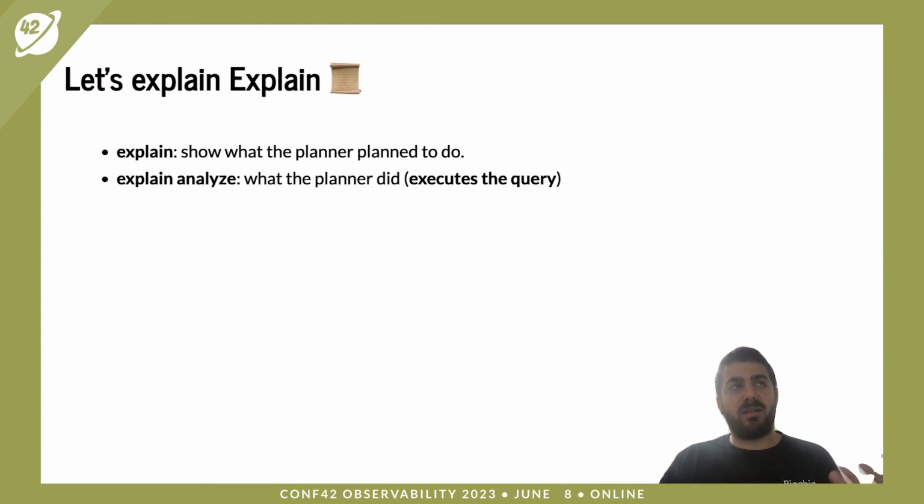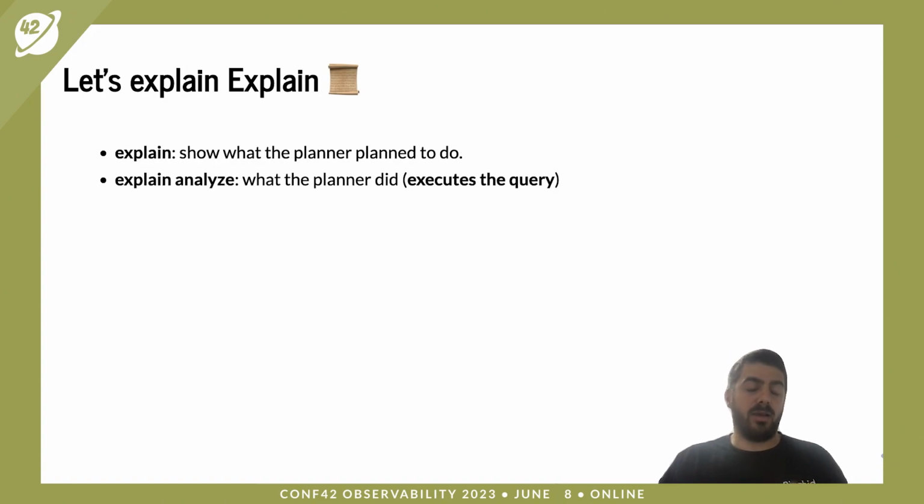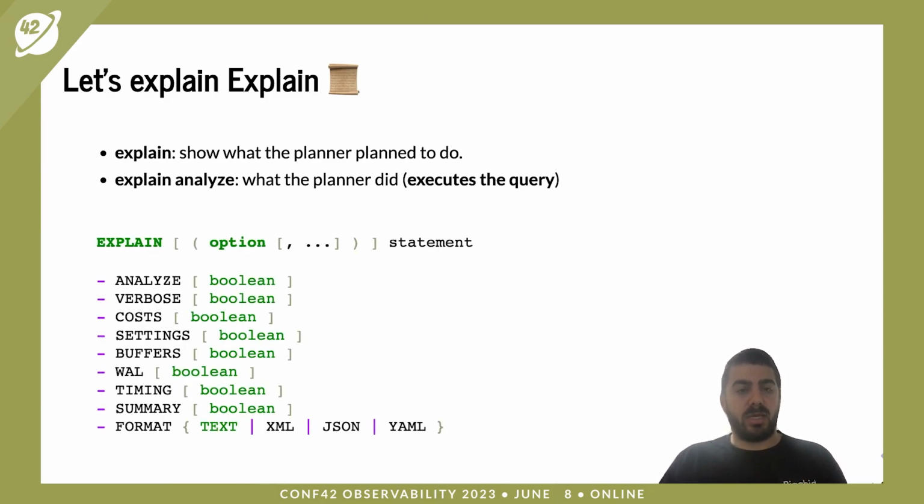So let's delve into explain, which gives us the execution plan. Explain on its own gives us what the database wanted or planned to do, while if we add explain analyze, we get what the database planned to do and what actually happened. You can see here an example of an execution plan in Postgres specifically, but it's quite similar across databases. And you can see that we have explain, then the options, and the query itself.